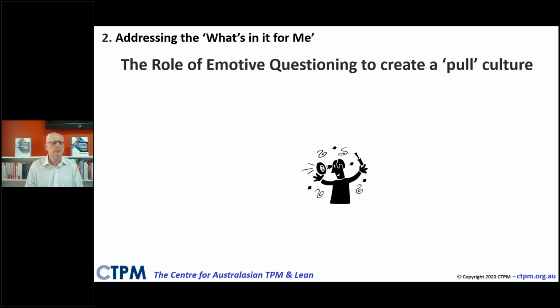Very, very important. Addressing the what's in it for me, the role of what we call emotive questioning to create a pull culture. So if you want to get your people engaged to follow visual controls in the workplace, creating a visual workplace, you've got to pull them into it. And what we've found is that the Australasian workforce is very much driven by what's in it for me, and therefore we've got to highlight what's in it for me. And the best way to do that is using emotive questioning.